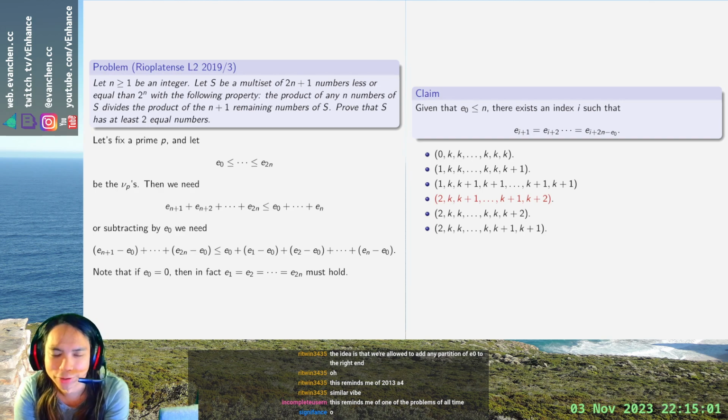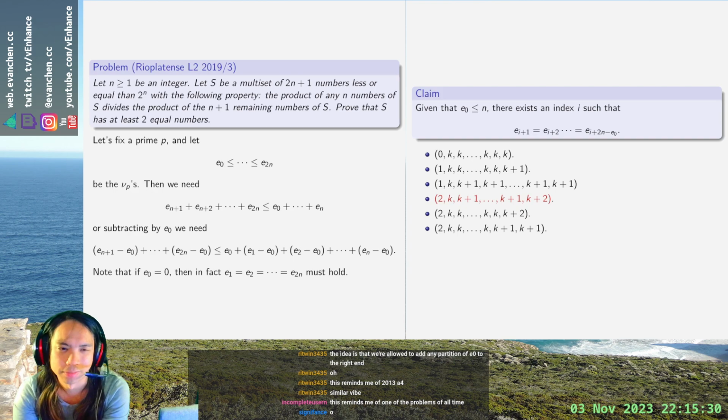Maybe I have to handle e0 equals n slightly separately, which is a little sad. But if there is a prime p for which e0 is at least n, the problem is definitely vacuous. So let's just pretend e0 is strictly less than n, and then I think everything's okay. Because then e sub n is the sacred element that is going to be very well behaved.